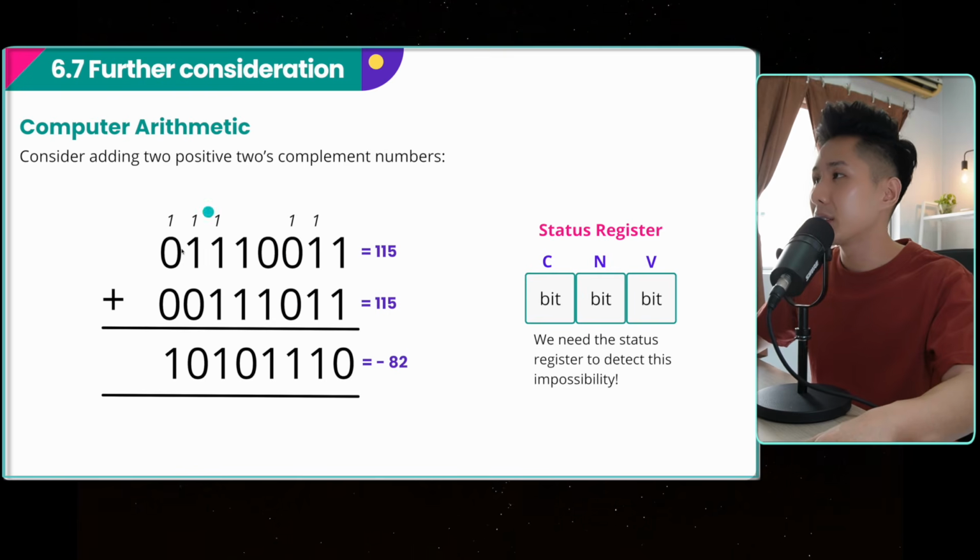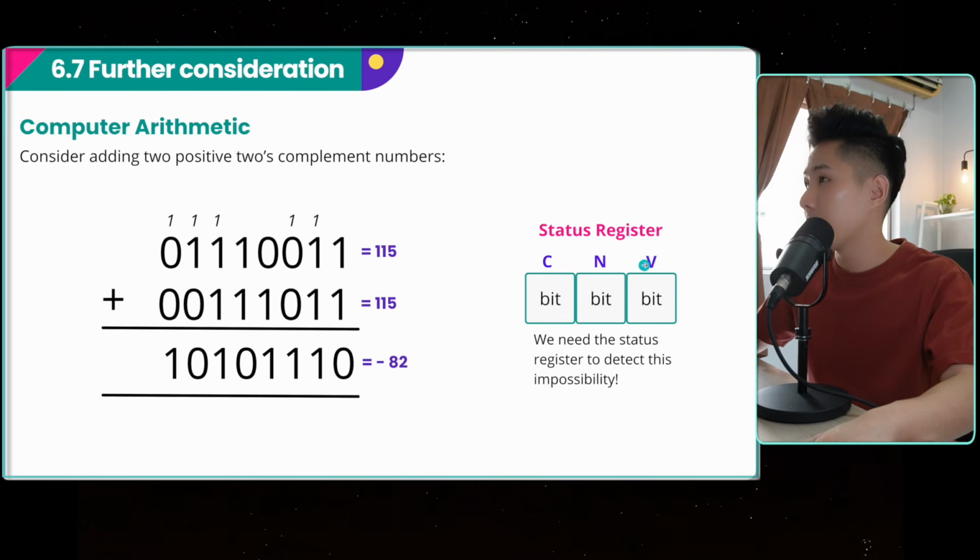So consider adding 2 positive 2's complement numbers here. And after the operation, your computer might need to know whether an overflow problem has occurred, whether it's a negative number. So we need the status register to detect this impossibility. Like in this example, we have an impossibility. When you add these 2 numbers up, you shouldn't get a -82.